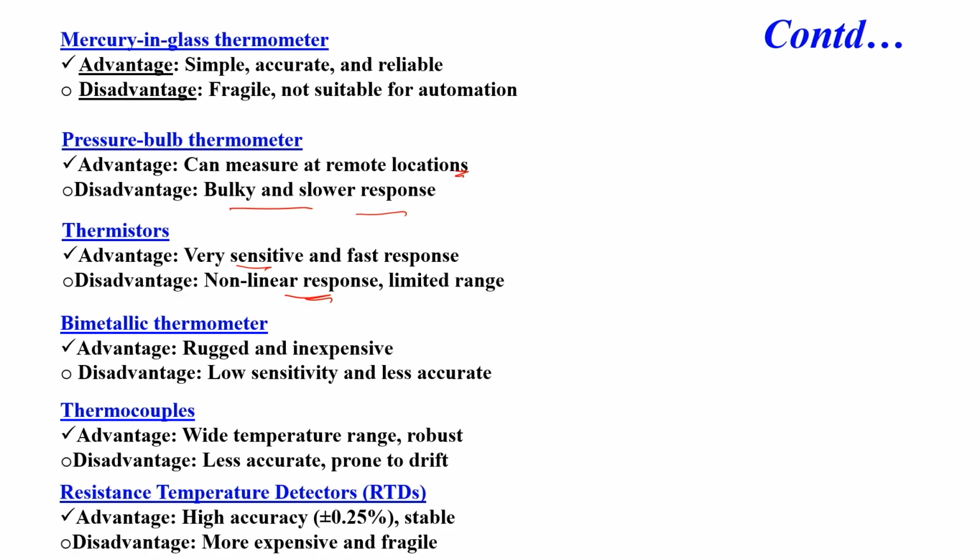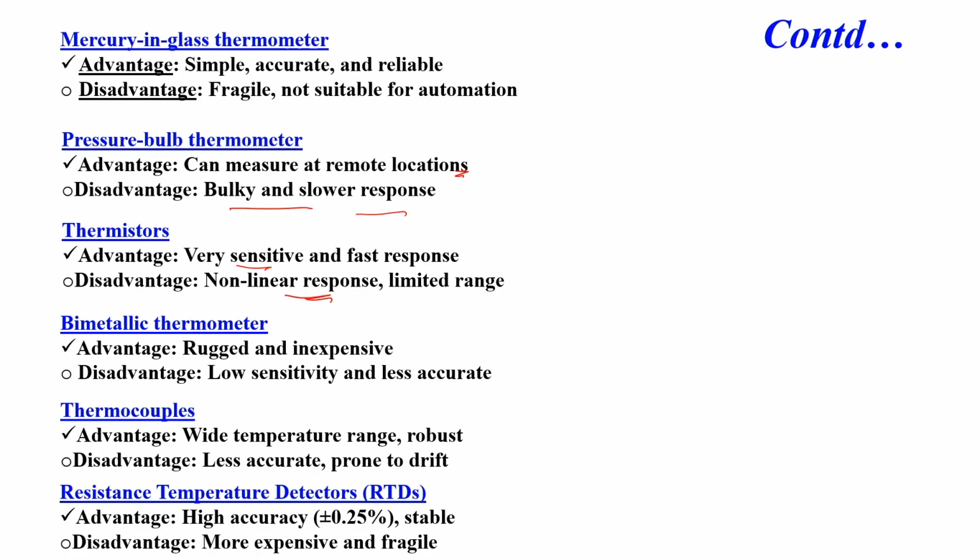Bimetallic thermometers are another class. Being bimetallic, the two metals have different thermal conductivity and different expansion coefficients with temperature. So, we are going to see the bending of those bimetallic materials at different temperatures. They have disadvantages like low sensitivity and less accuracy.